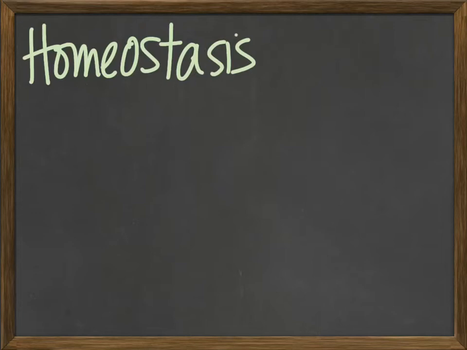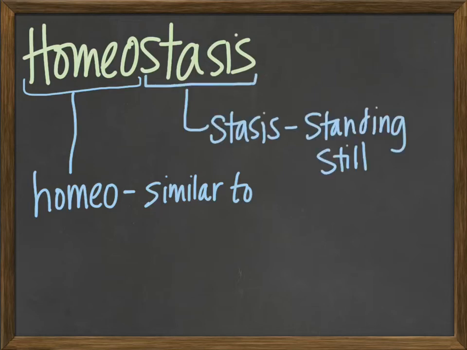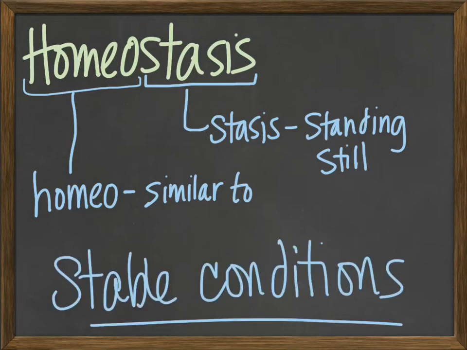If you did a little bit of prefix and root work, you found that homeo means similar to. Now, you might not have found that, but you might have thought that homeo sounded an awful lot like homo, which means same. And if you looked up stasis, you may have found that stasis refers to something that's standing still. Homeostasis refers to the stable conditions that all living things need. That is, stable on the inside.